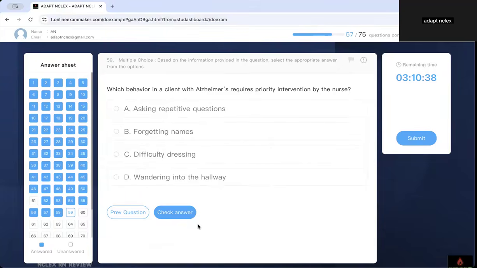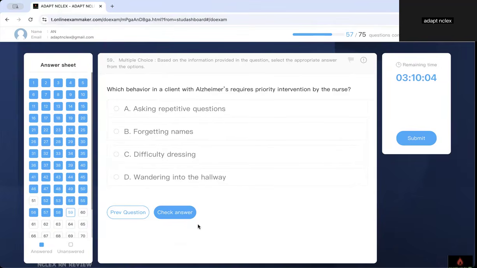Alzheimer's disease, please know it. Don't go take an NCLEX without knowing Alzheimer's, because a bunch of people have gotten questions regarding Alzheimer's. Not these particular questions, but Alzheimer's, because it's common. Which behavior in a client with Alzheimer's requires priority intervention by the nurse? Bad problem. That means you've got to intervene. They're asking repetitive questions. They're forgetting their names. They can't dress themselves, and wandering.